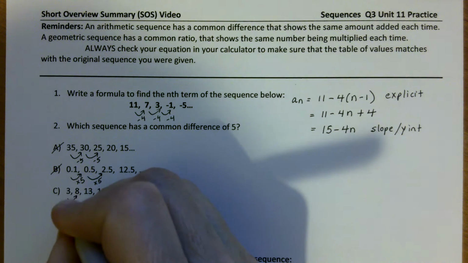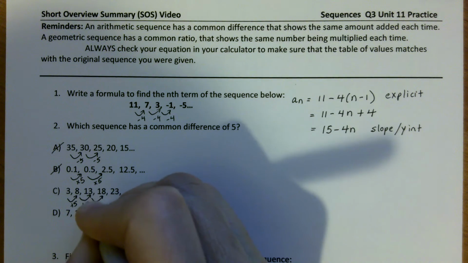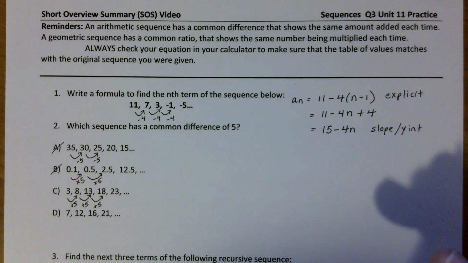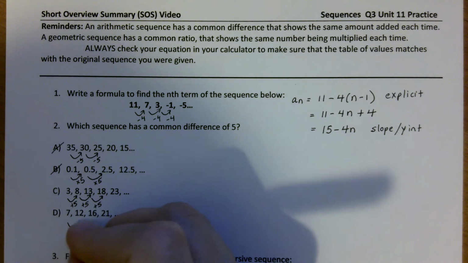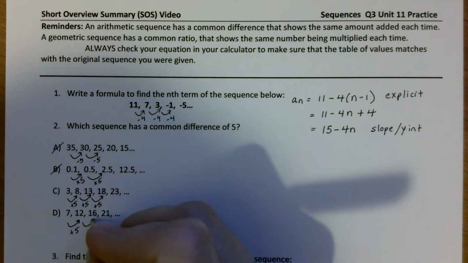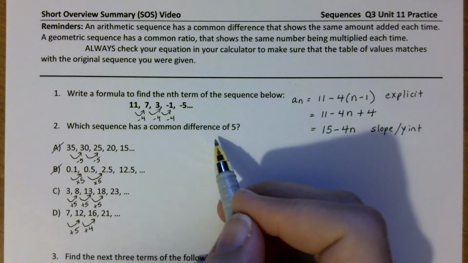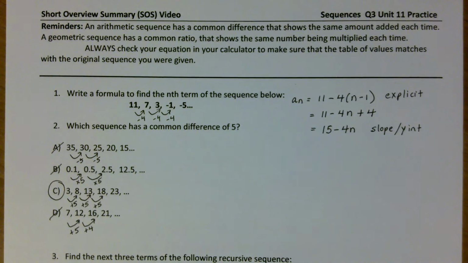This one: 3 plus 5 is 8. 8 plus 5 is 13. 13 plus 5 is 18. That definitely looks like it's going to work. Let's make sure by being able to not accept this final answer. So this 7 plus 5 is 12. That looks like it's going to be the same thing. But then 12 plus 4 is 16. That does not work. Common difference means I am adding 5 every single time. So C would be my correct answer.